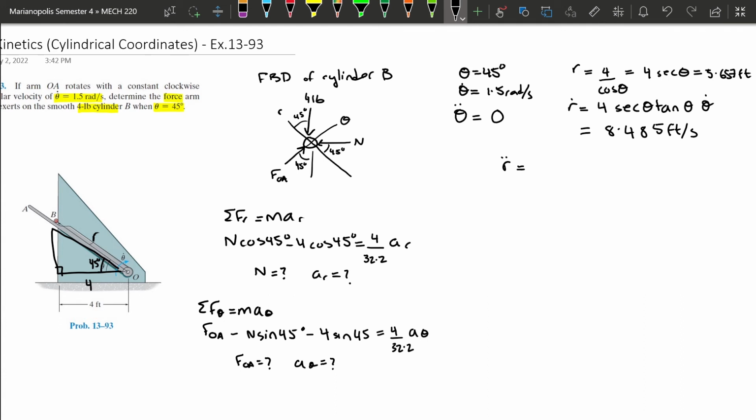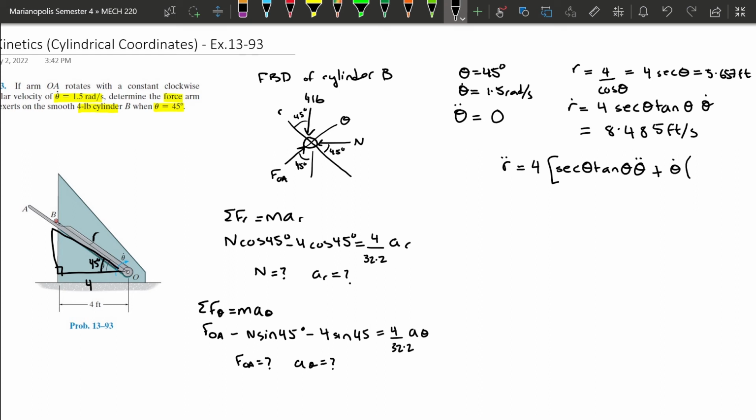So now I need to get R double dot, and this here is the tricky part because we have to do the product rule twice. So I'm going to take the 4 out and I get secant theta tan theta, and taking the derivative of theta dot gives me theta double dot. Then I'm going to take out the theta dot and take the derivative of secant theta tan theta, but that's just another product rule, right?